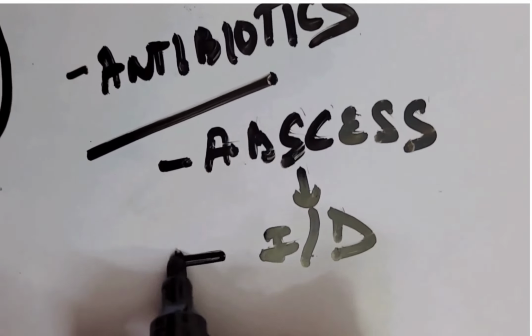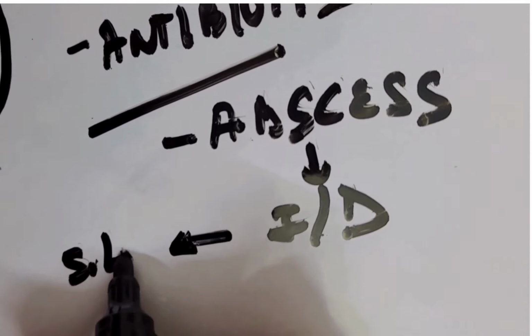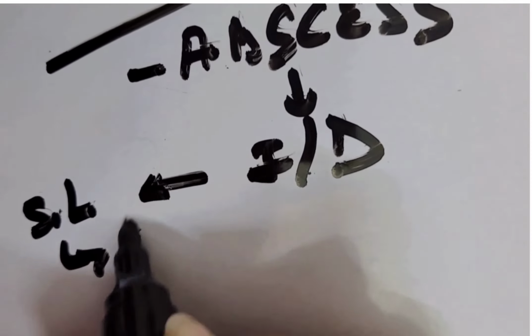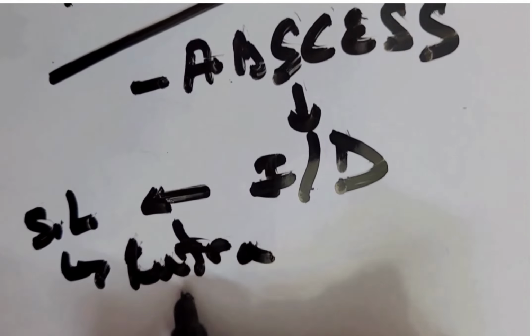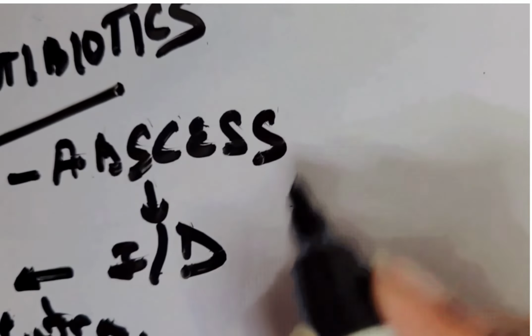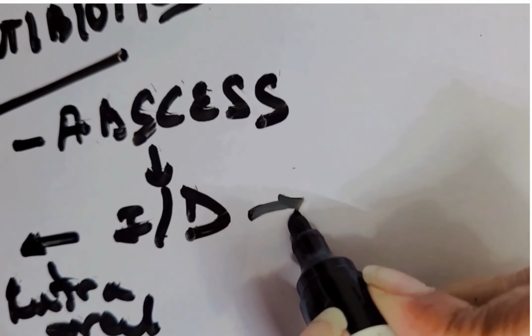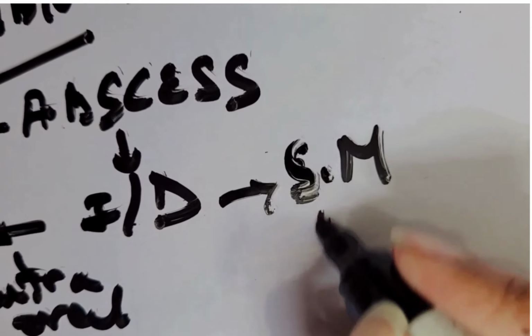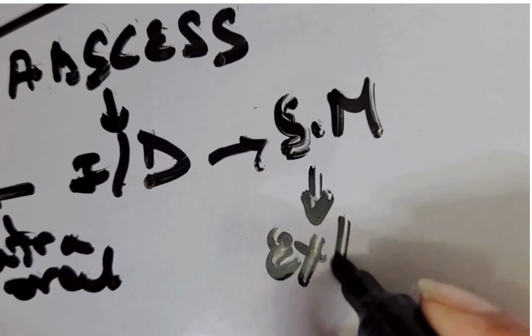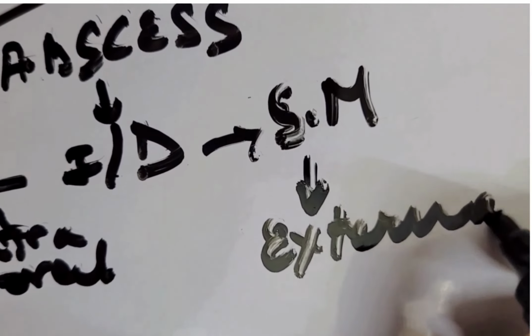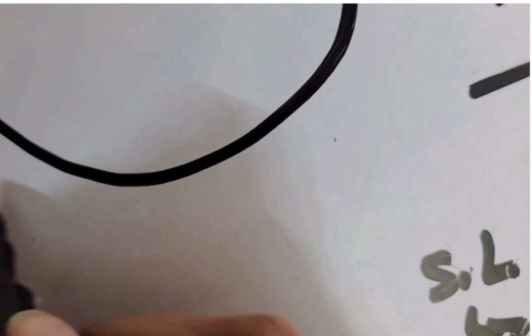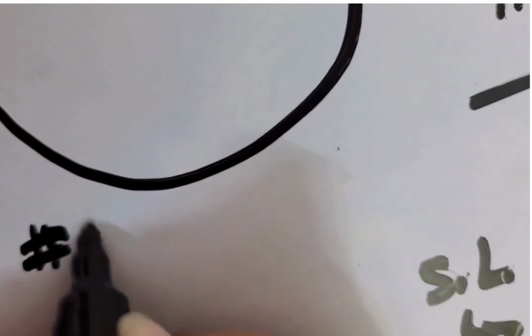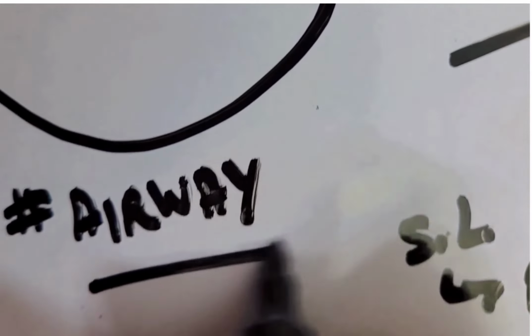If the abscess is formed in the sublingual space, we go for an intraoral approach. While if the abscess is formed in the submaxillary space, then we opt for an external approach by giving a transverse incision at the angle of the mandible. In case the airway is endangered, then opt for tracheostomy.